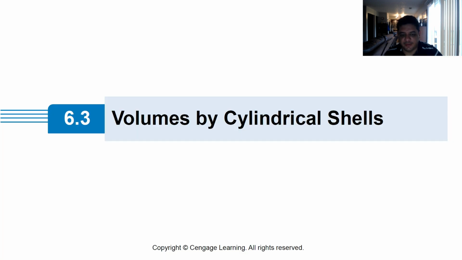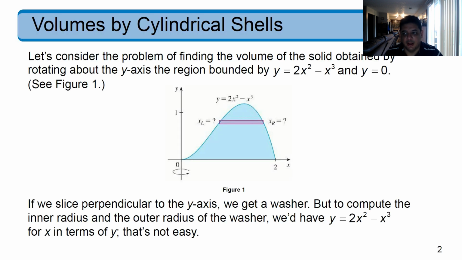Hi, so in this section we're going to go over the method of cylindrical shells to calculate volumes of revolution. First, consider the problem of finding the volume of the solid from rotating the function y equals x squared minus x cubed around the y-axis, given by this graph.